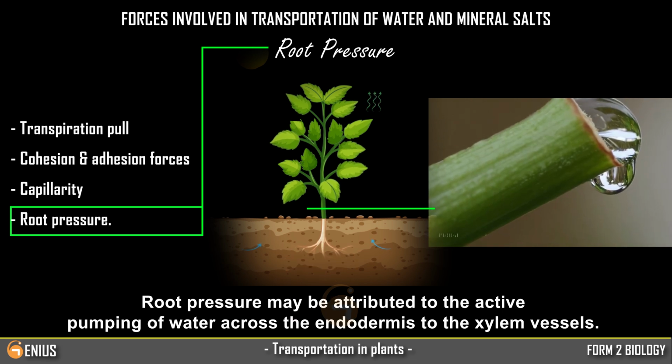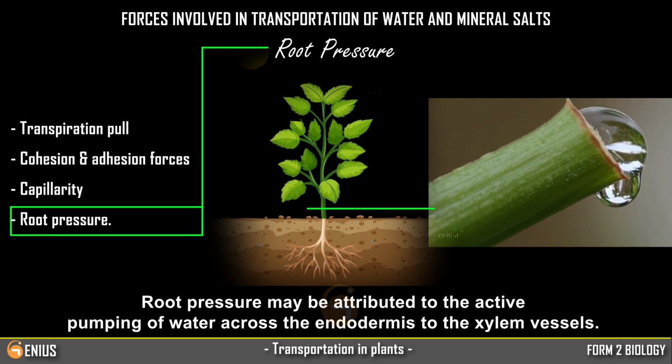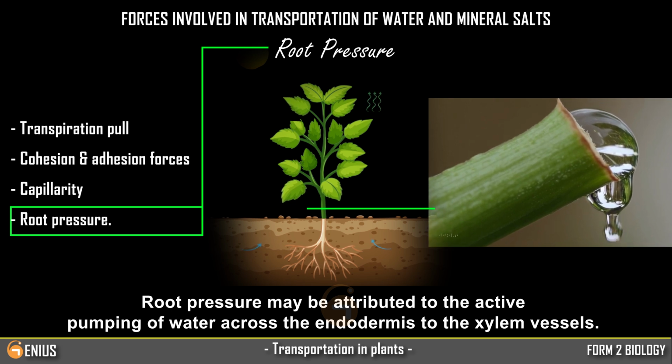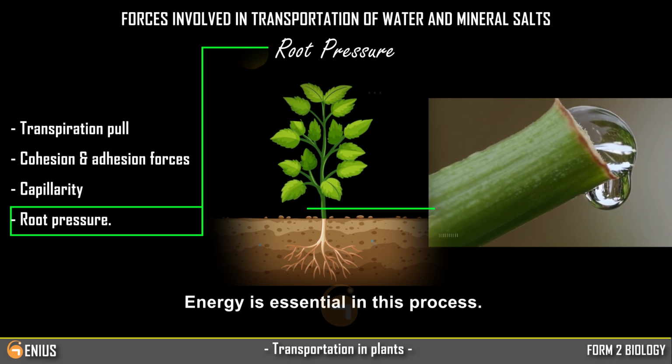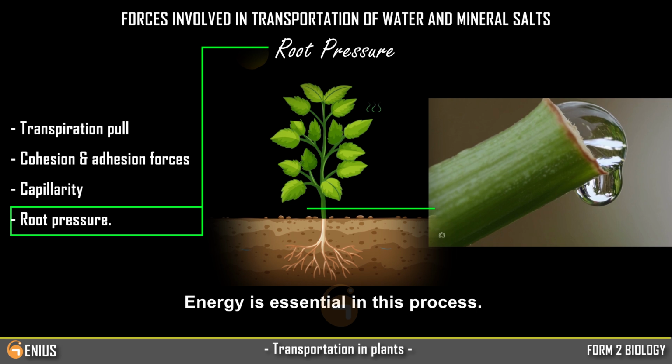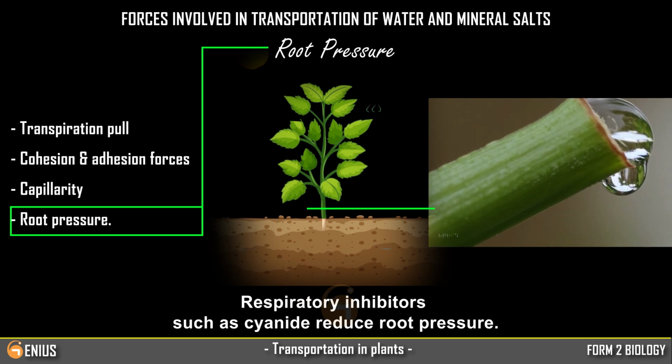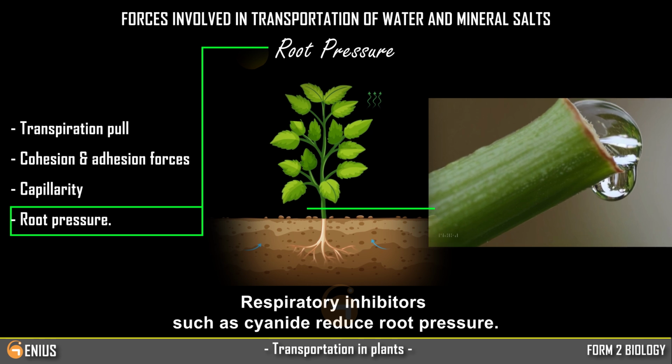Root pressure may be attributed to the active pumping of water across the endodermis to the xylem vessels. Energy is essential in this process. Respiratory inhibitors such as cyanide reduce root pressure.